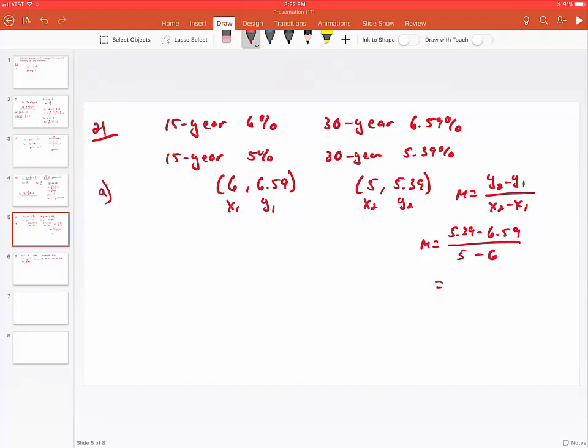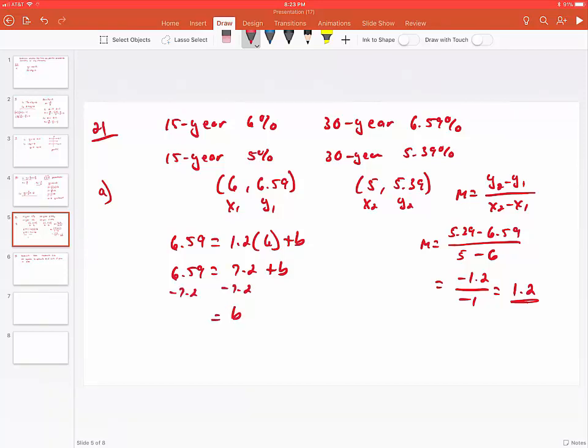And so what we're going to do now is just calculate this slope. If I have 5.39 minus 6.59, then I get -1.2 over -1, which is +1.2. Now what we're going to do is use this slope and one of these 2 points. I'm going to go ahead and use x1, y1. We'll do the same thing that we did in the previous example. And so we're going to have 6.59 is equal to 1.2 times 6 plus b. And so we have here that 6.59 is equal to 7.2 plus b. Then we're going to subtract 7.2 from both sides.